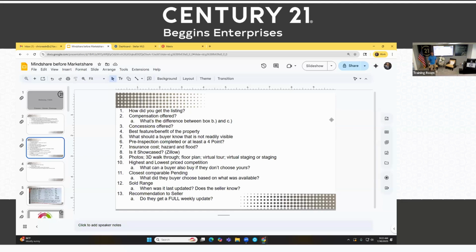Number 8. Is your property showcased? Is it being used on Zillow Showcase? If you have a listing and it's not showcased, that's a problem. It's $225 right now with an additional maybe about $100 for photos because you have to do a 3D walkthrough and have those specific photos so you get the floor plan and everything done. If you're not having your property showcased right now, you're missing out.